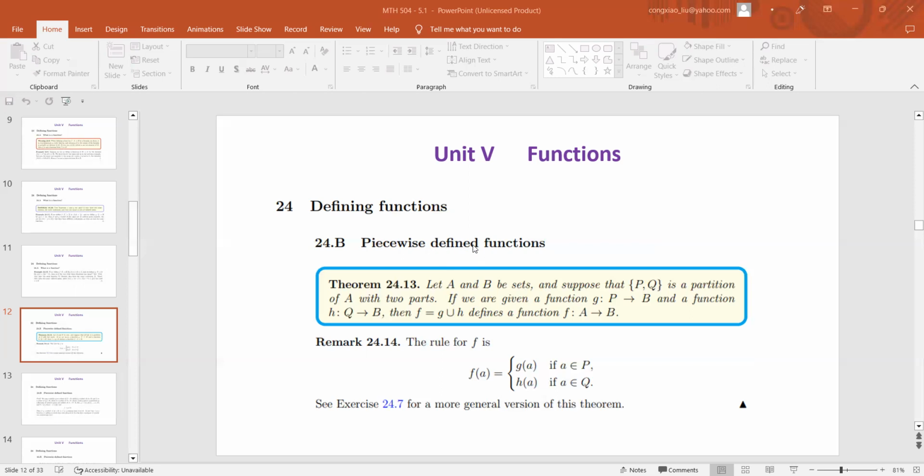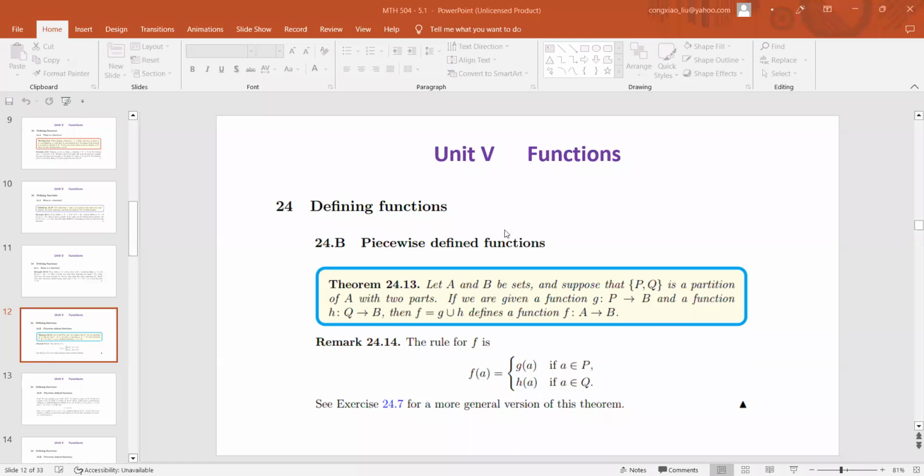I called it 5.1. In the book, it's the 24th topic. So in the second part of this section, we discuss piecewise defined functions. You already learned it before in pre-cal, but we define piecewise defined functions in a little different way, although we are talking about the same things.